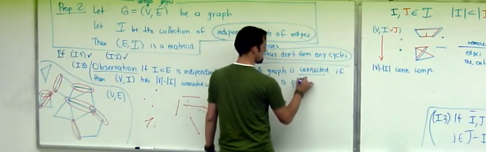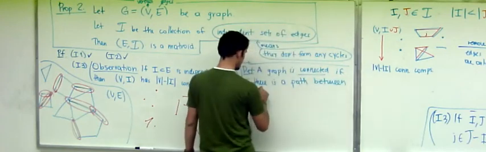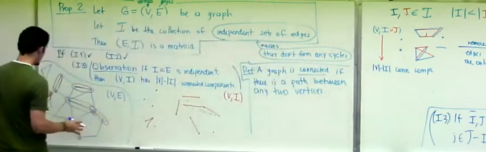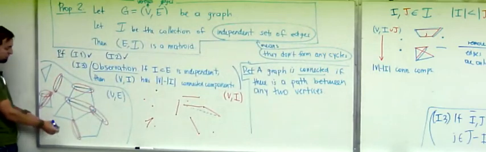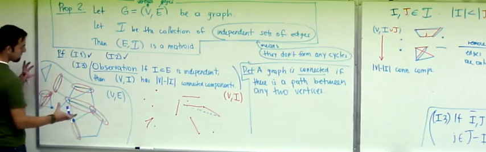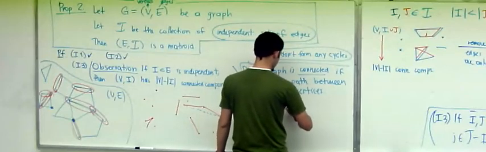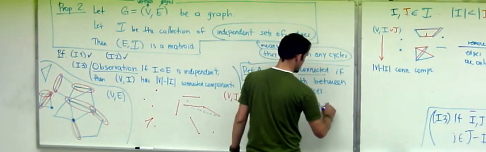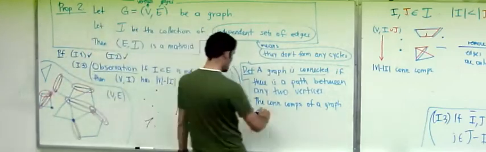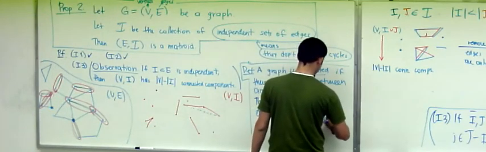If there is a path between any two vertices. So for example, in this graph that I have here, this is not a connected graph, because you cannot walk from this vertex to this vertex. Okay. So the connected components of a graph are the pieces that are connected. The connected components of a graph are basically the largest possible pieces that are connected, the maximal subgraphs which are connected.